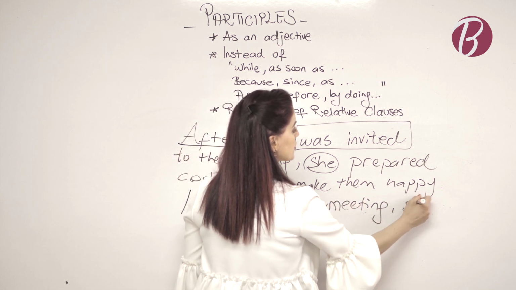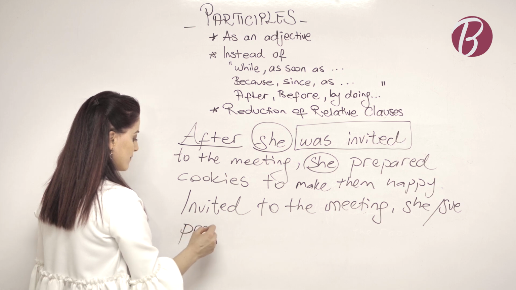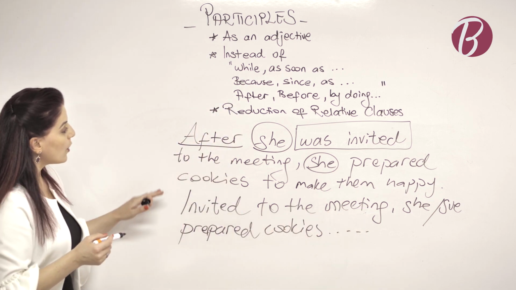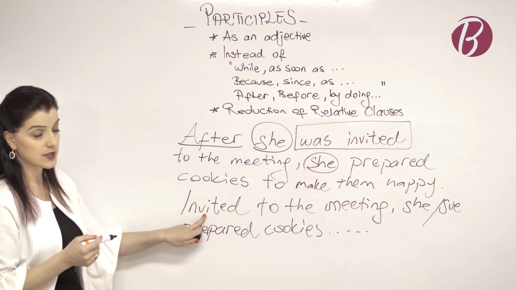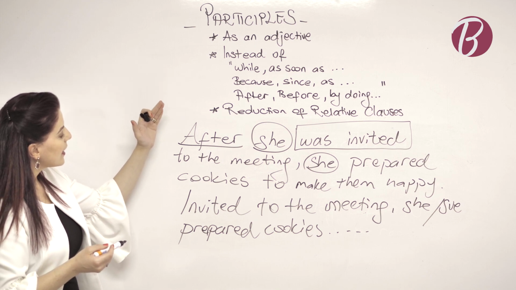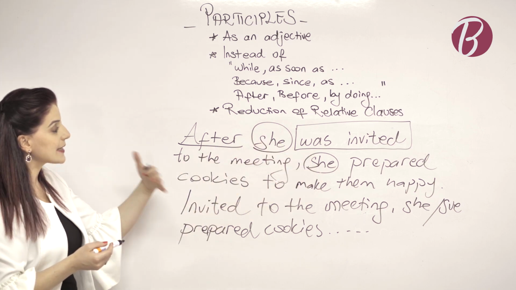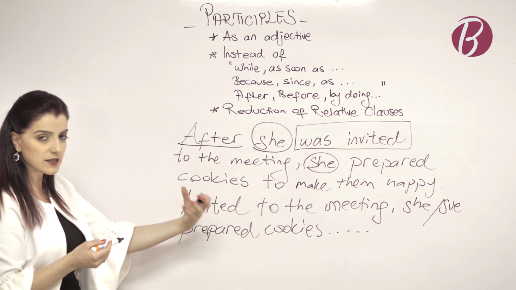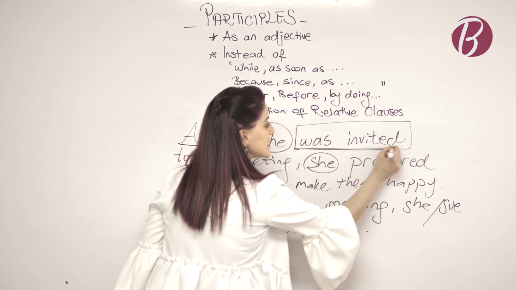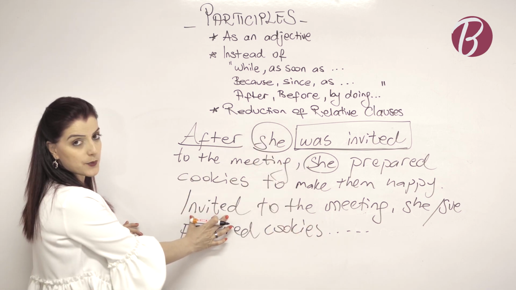Invited to the meeting, she, or Sue, let's see again, Sue prepared cookies to make them happy. So why did I choose past participle here? Because this is an adverbial clause, and in this adverbial clause our subjects are the same, so I can make a past or present participle clause. But after this subject, when I see our verb in passive form, of course I choose past participle.